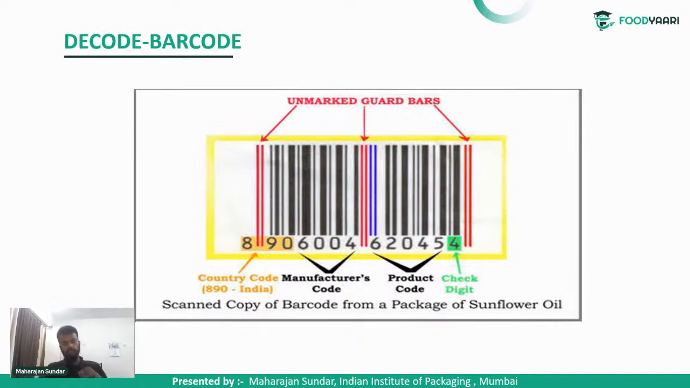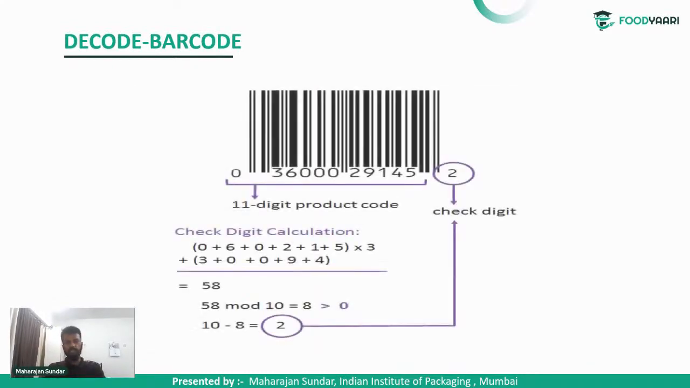Again, this is the total number, and it consists of the first three digits being the country code. 890 is the country code for India, the next four digits are the manufacturer's code, the next five digits are the product code, and the last digit is the check digit. And how can the check digit be calculated? Outside India, the check digit will be outside the lines, as shown here, but in India the check digit will be inside the line.